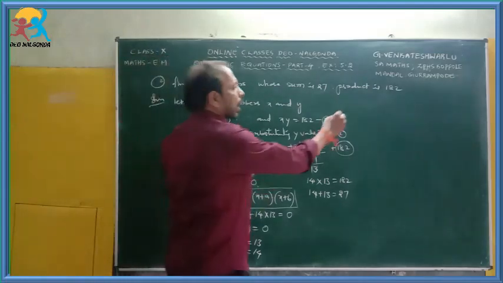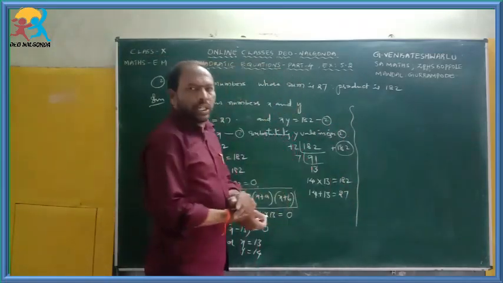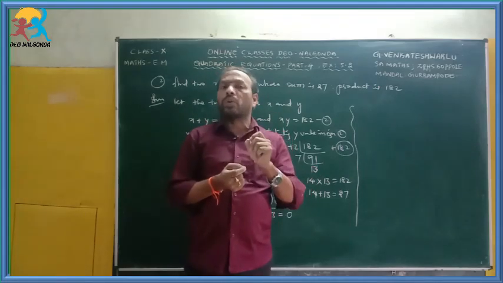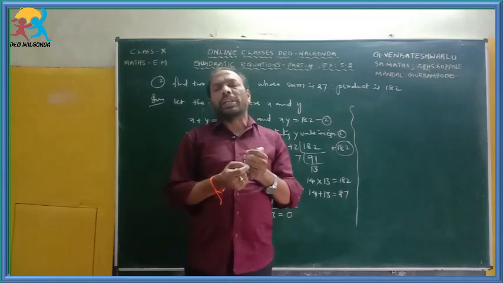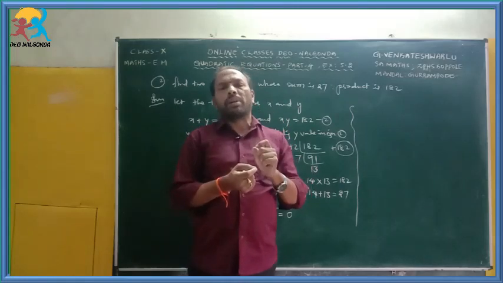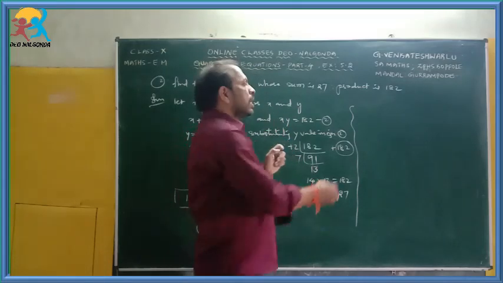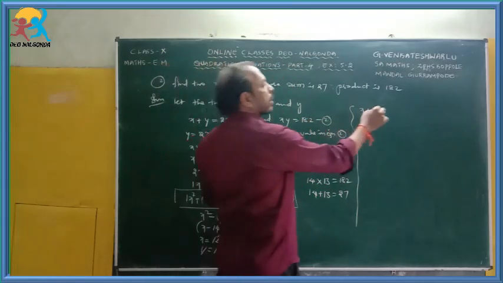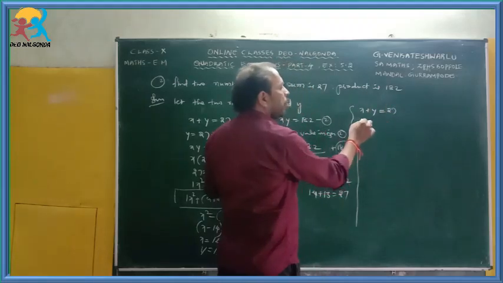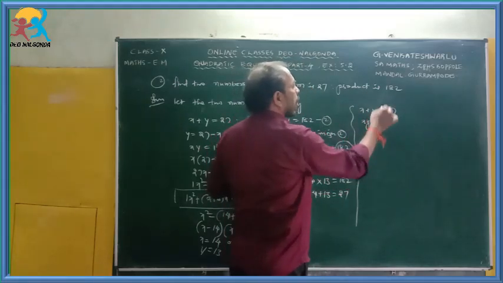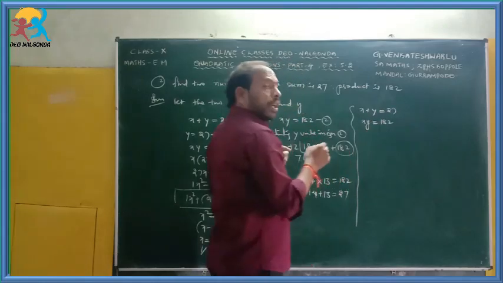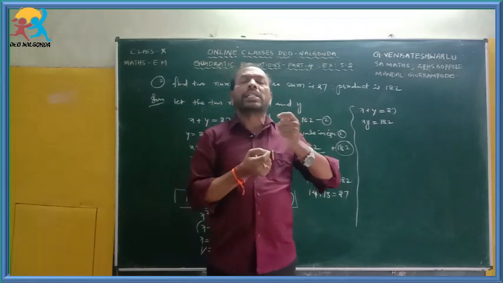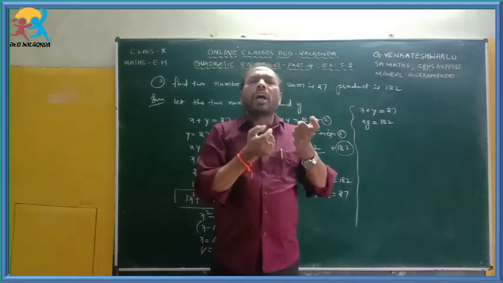Second method, I am explaining in the second method: linear equations in two variables. That is, we are using the previous chapter method. Let the two numbers be x and y. The sum of the two numbers is given as x plus y is equal to 27. Here it is the first equation. And the product of the two numbers is given as xy equals 182, which is the second equation.